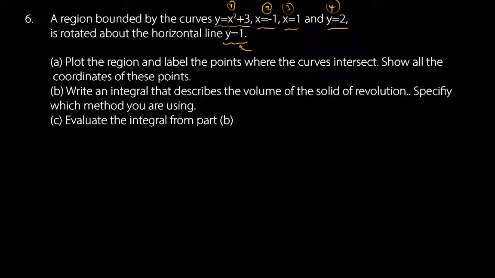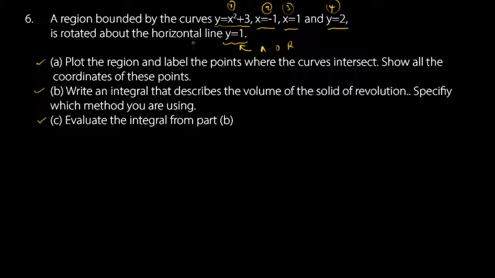So what you have here is your axis of rotation. The axis of rotation is y equals 1. Now we're told to plot the region and label the points where the curves intersect, showing all the coordinates of these points. That's the first question. The next one says write an integral that describes the volume of the solid of revolution. Specify which method you're using, that is, are you using the vertical slice or the horizontal slice to evaluate your integral? And the last question says evaluate the integral obtained in part B.